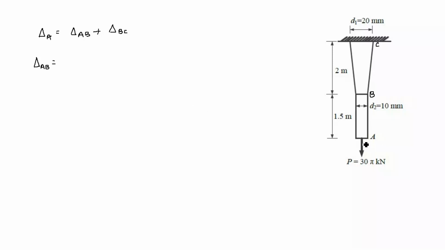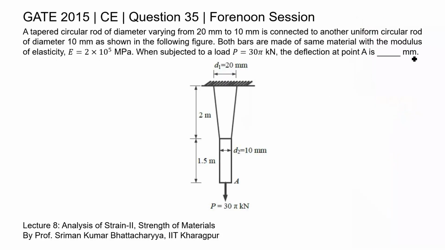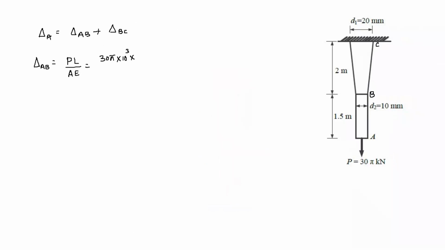We know the deflection due to load can be found by the formula PL by AE, where P is the load, L is the length of the rod, A is the cross section area, and E is the modulus of elasticity. So here P is given as 30 pi kilonewton, so in Newton it will be times 10 to the power 3. Length is 1.5 meter. Since length is in meter, diameter is in millimeter and load is in kilonewton, and we also need to answer in mm, let us convert all the units to mm.